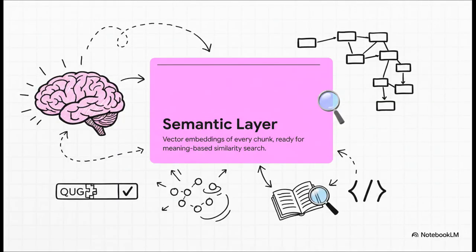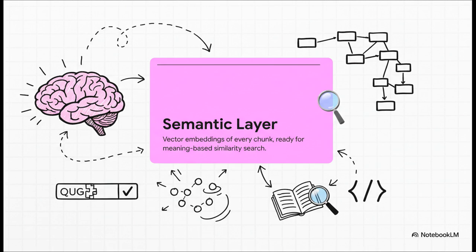Okay, next up is the semantic layer. This is where our librarian goes from just reading words to actually understanding the meaning behind them. It uses a local AI model to create a numerical representation, a vector embedding, for each chunk of text. This is what lets you search by an idea, not just specific keywords. So for example, you could search for something like, how do I handle user logins?